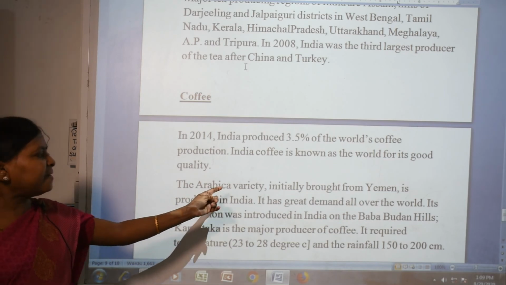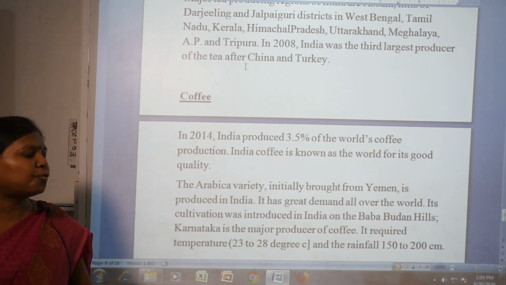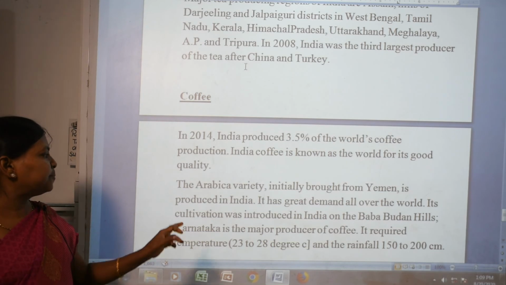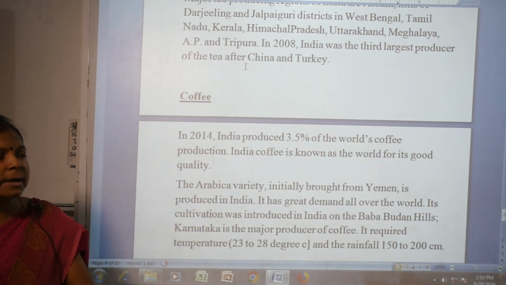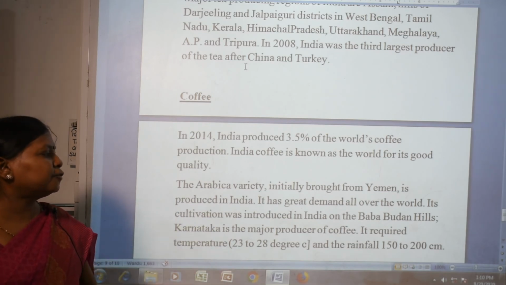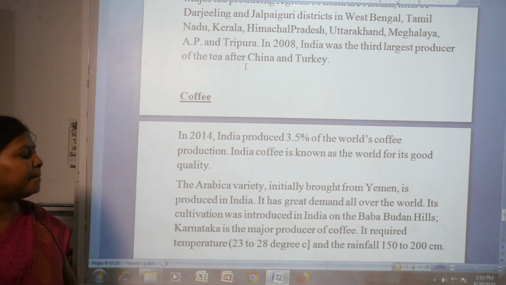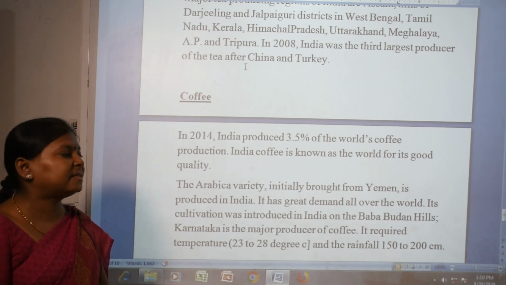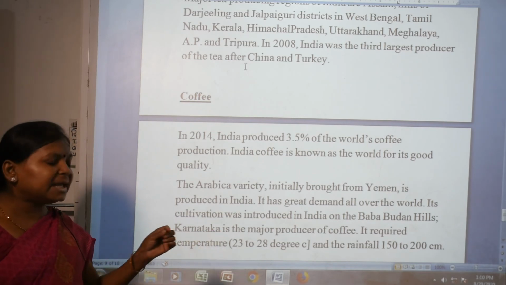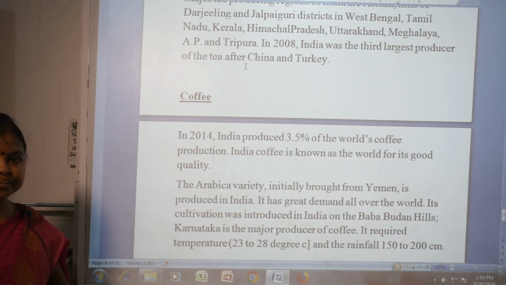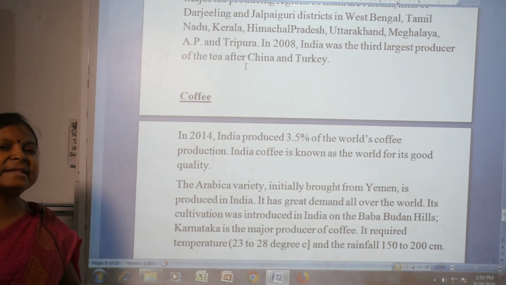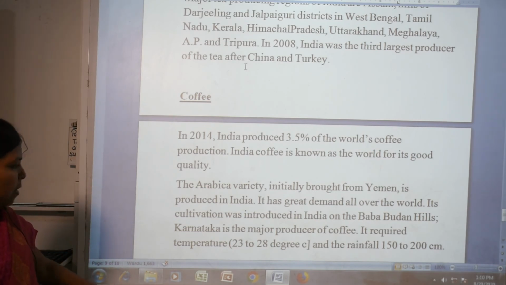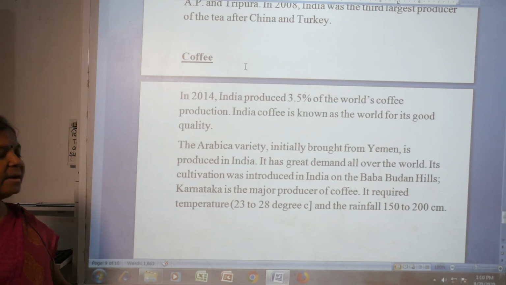Now, the Arabica variety was initially brought from Yemen and is produced in India. It has a great demand all over the world. I already explained, its cultivation was introduced in India on the Baba Budan hills earlier by the British. Karnataka is a major producer of coffee. Do you know how much temperature it needs? It requires a temperature of about 23 to 28 degrees centigrade and rainfall of 150 to 200 centimeters.